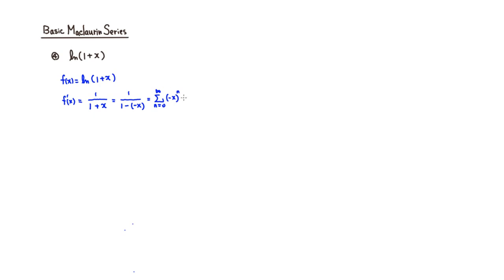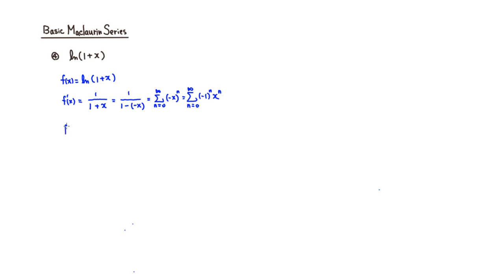And we can probably separate the negative 1 here, so it's a summation, n goes from 0 to infinity, of negative 1 to the nth power times x to the n. But remember that this is a Maclaurin series for the derivative. So in order to get the Maclaurin series for the original function, we can take the antiderivative.